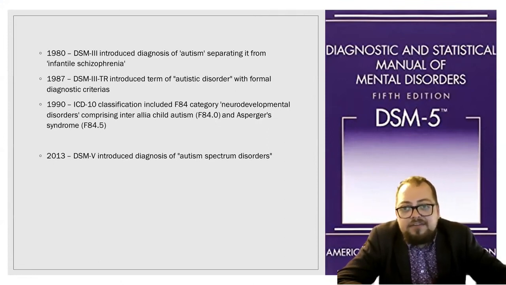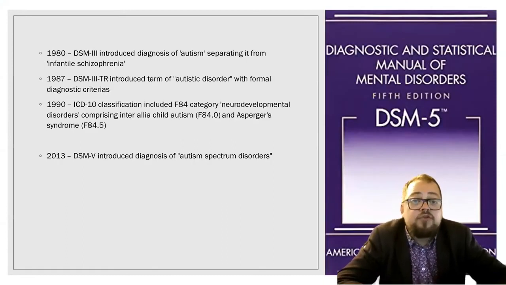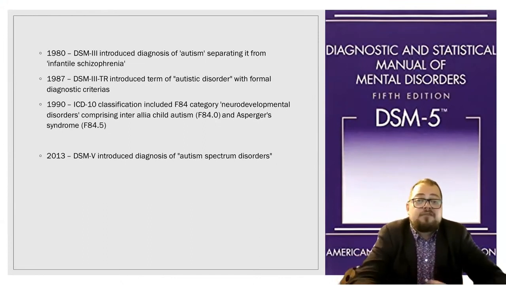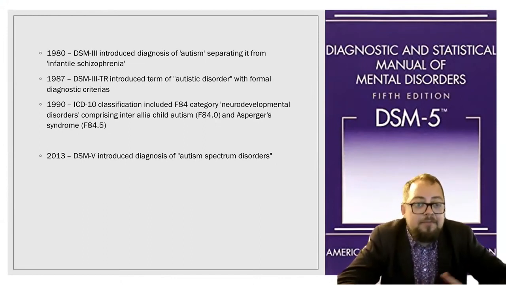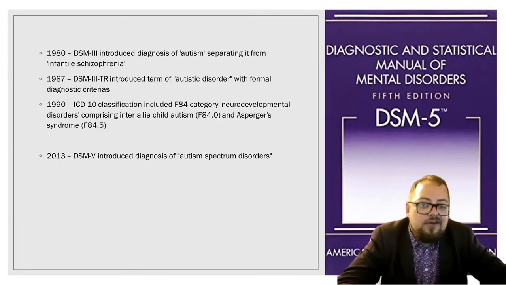Since then, our understanding of autism evolved, and slowly we are ready to abandon narrow terms like child autism and Asperger's syndrome. And in 2013, with DSM-5, we moved to the wider term, autism spectrum disorder. In my personal opinion, being on spectrum of ASD is the best way to describe the person with this condition.